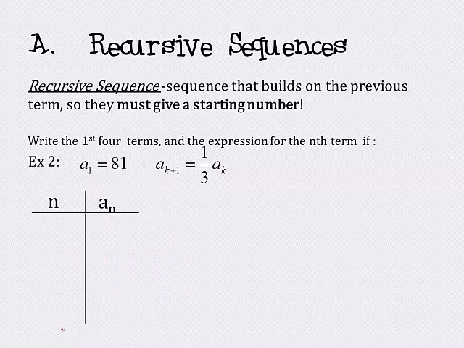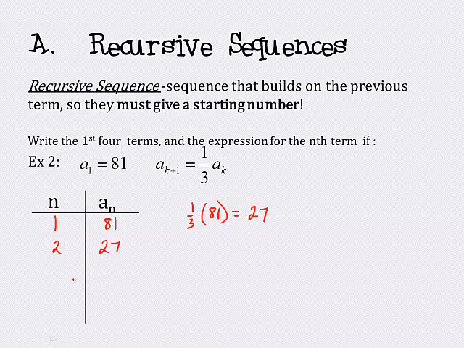Let's try another one. What if this was the first one? The first one is 81. For the next term, here's my formula. It's 1/3 a sub k. That's the term prior to it. So 81 is my first term. You put that in your calculator. 81 divided by 3 is 27.